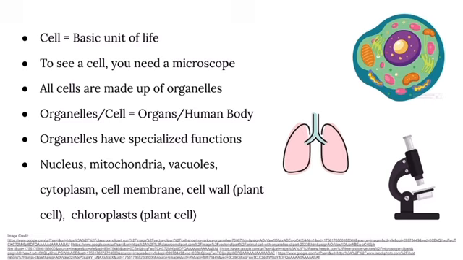The organelles in the animal cell that we will be covering include the nucleus, mitochondria, vacuoles, cytoplasm, cell membrane, and cell wall and chloroplasts in plant cells.